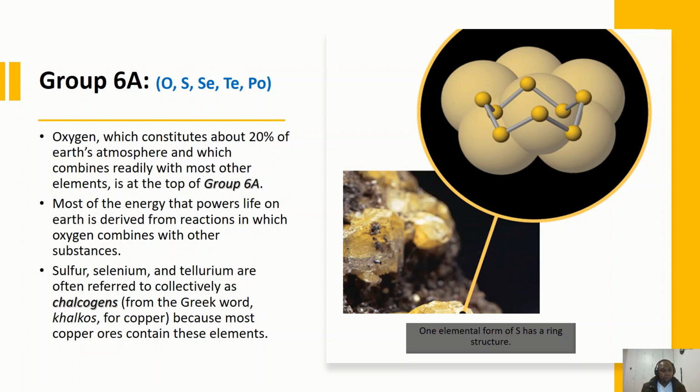We also have sulfur, selenium, and tellurium. They are often referred to collectively as chalcogens, which is a Greek word, because most copper ores contain these elements. When you are mining copper, mostly you find these elements. Mostly when you are doing mining, you see sulfur everywhere.